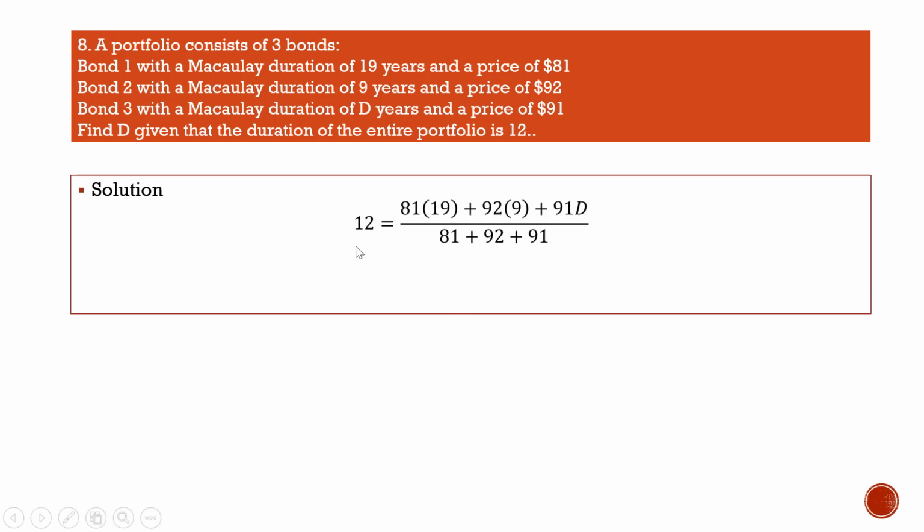The entire Macaulay duration is 12. This is equal to summation of price times duration. For the first bond, the price is 81, the duration is 19. The second bond, the price is 92, duration is 9. The third bond, the price is 91, and the duration is unknown. The denominator is the total price, so it's 81 plus 92 plus 91. So we solve for D. So D here is 8.8. That means the Macaulay duration of the third bond is 8.8 years.